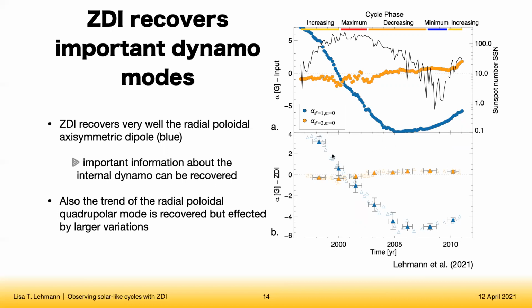The ZDI maps also show this trend very nicely. So for low active stars that are slow rotators observed with an inclination of 60 degrees, we are pretty sure that with ZDI we can reconstruct this mode correctly. If we look at the orange points, which are the radial axisymmetric quadrupolar mode, which should behave in antiphase to the dipole mode, we see we have more variation. It's not as high in amplitude, and yeah, ZDI is getting the main trend, but is affected by short time variations.